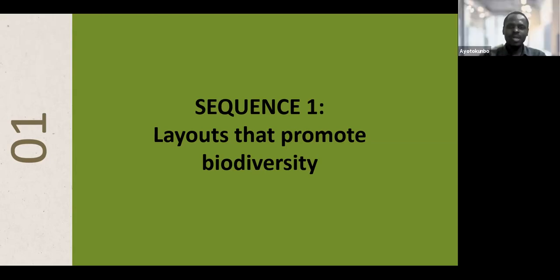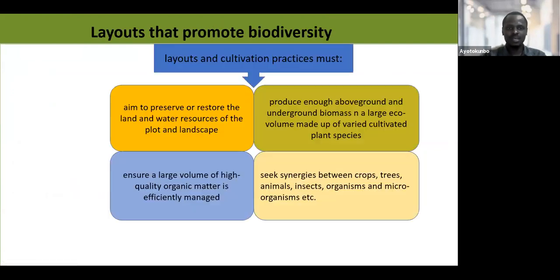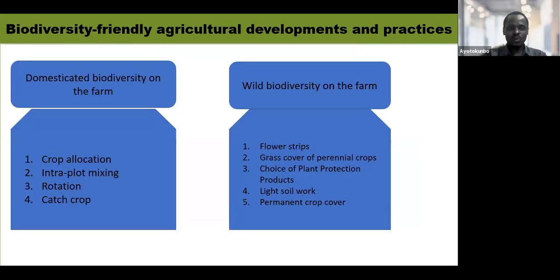So last time we went through layouts that promote biodiversity, and we were able to identify the goals of making layouts. Then we also talked about examples of biodiversity-friendly agricultural development and practices. And I noted that there are four major things that must be spelled out when you are doing your layout and cultivations that will promote biodiversity in our various farms.